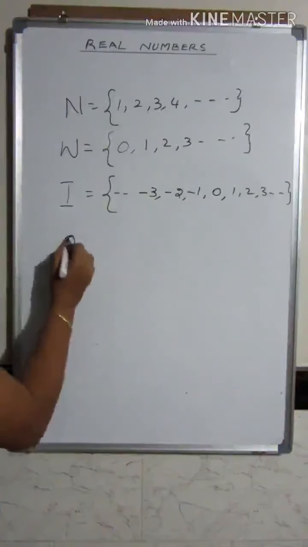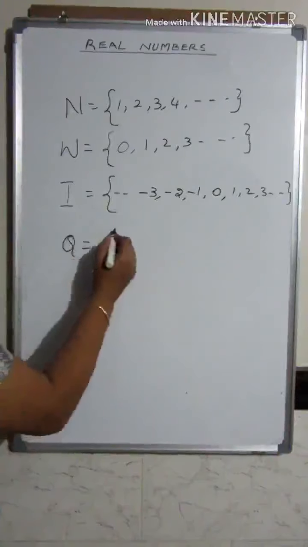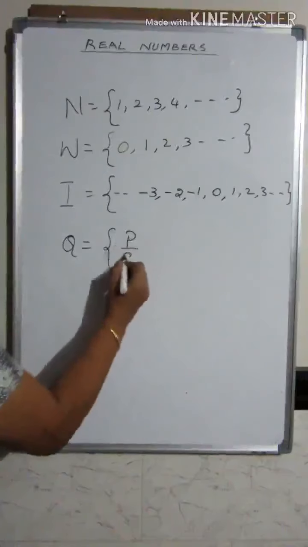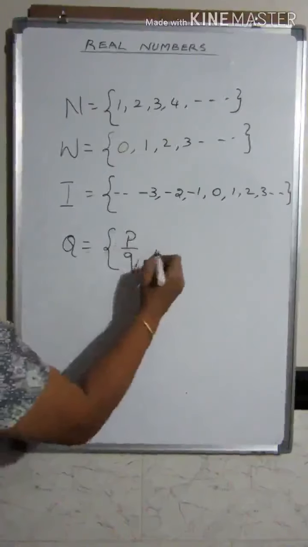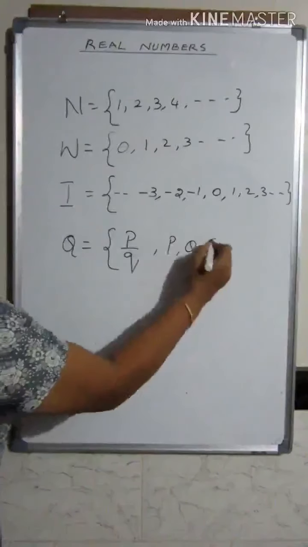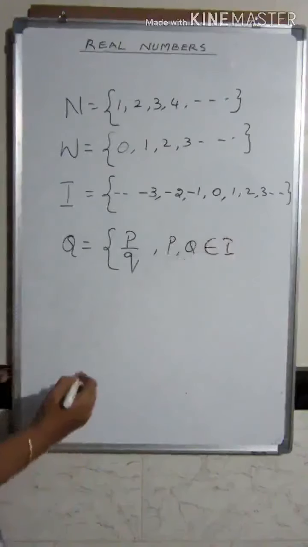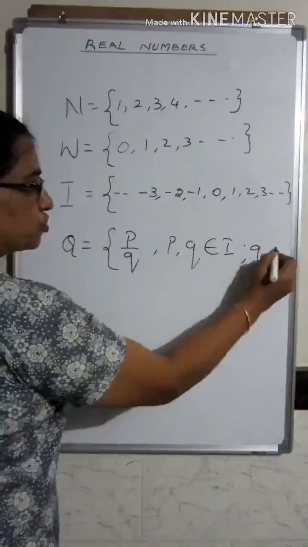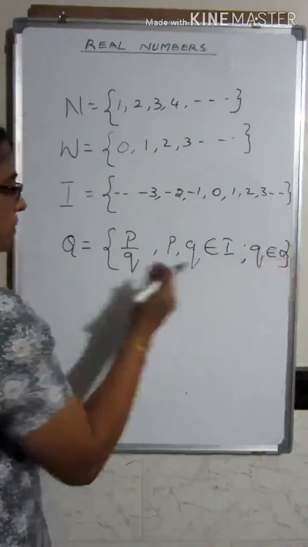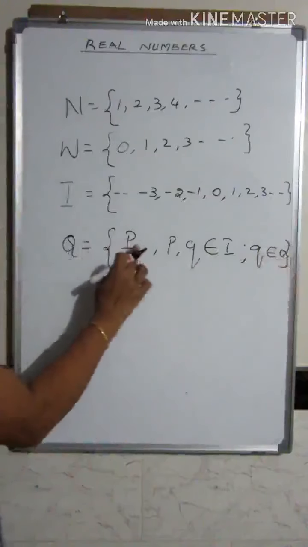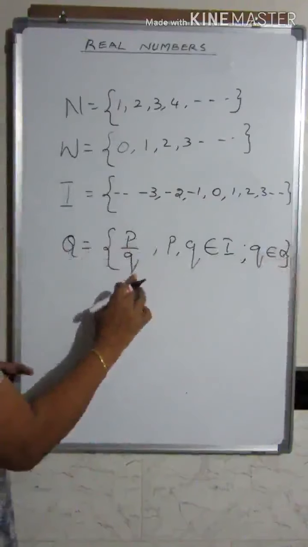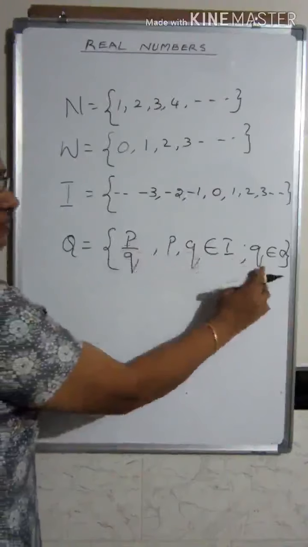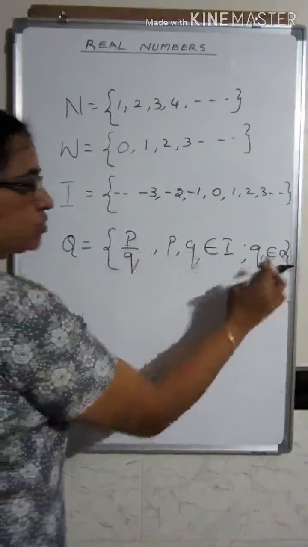Rational numbers is denoted by the letter Q. Rational numbers are nothing but numbers which can be written in the form of p upon q, where p and q belong to integers and the value of q should not be equal to 0. So rational numbers are any numbers which is written in the form of p upon q, where p and q belong to integers and the value of q is not equal to 0.